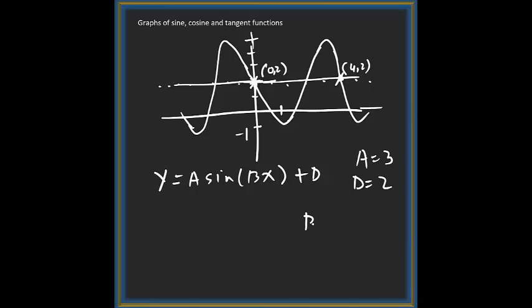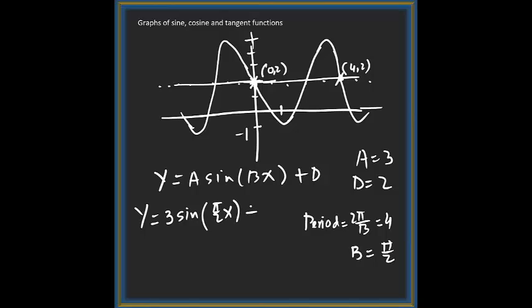So we know period. The period is 2 pi over b, and we see here it is 4. The same way like the previous example, b equals pi over 2. And then we have found everything. Now y equals a is 3 sine pi by 2 x plus 2, and we are done. Now we'll see this one in the graph, in the calculator.